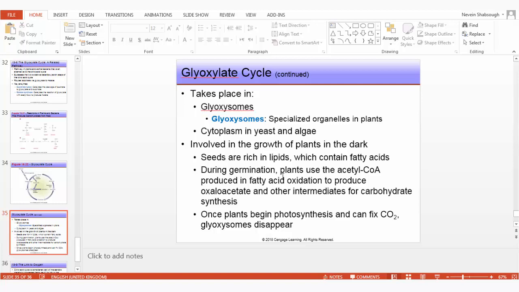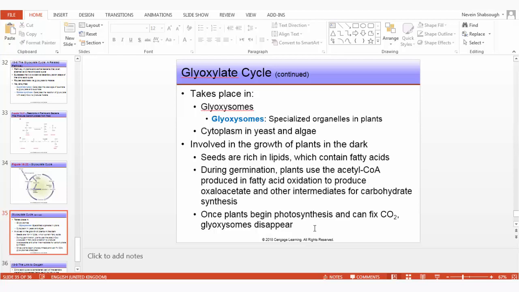So, seeds are rich in lipids, which contain fatty acids. During germination, plants use the acetyl-CoA produced by fatty acid oxidation to produce oxaloacetate and other compounds, until plants begin photosynthesis and can fix CO2. Now, the citric acid cycle and the glyoxylate cycle can operate at the same time. In addition, acetyl-CoA can serve as the starting point of synthesis of glucose and any other compounds needed by the growing seedlings. Now, this cycle also occurs in bacteria, and this point is far from surprising.